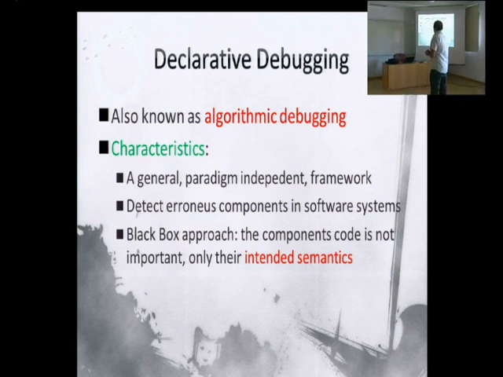We will detect erroneous components. A component can be a method, a function, anything we wish. The only characteristic that all components must have is to have an intended meaning, something that the user can have in mind about the behavior. This is a black box approach because we are not looking at the code. In declarative debugging, we don't need to see the actual codification. We only need to know the semantics, as I said before.